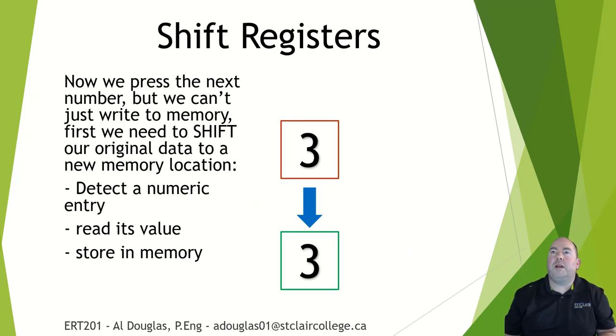Now if we want to press the next number, we can't just repeat that process again, because when we store, we're going to be storing into that same memory location. So we need to clear that 3 out of there first and put it somewhere else. So that is what we call a shift of our original data to a new memory location.